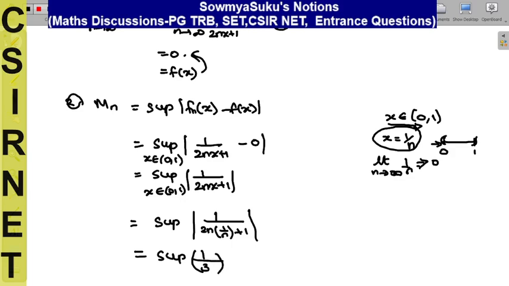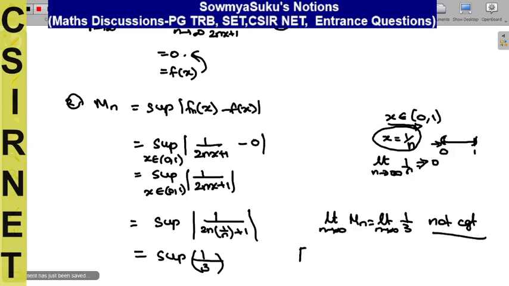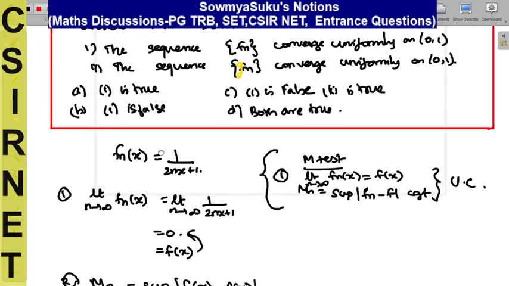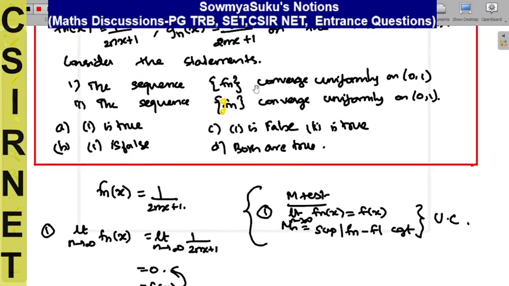So if I take the limit as n tends to infinity of M_n, that is the limit of the supremum of 1 by 3, it is not convergent. It won't tend to 0. If it is not convergent, we can say that the sequence f_n(x) is not uniformly convergent. So you can see that the first statement, f_n converges uniformly, is wrong. So the first option may not be correct. Let's see the second one. So first is wrong.